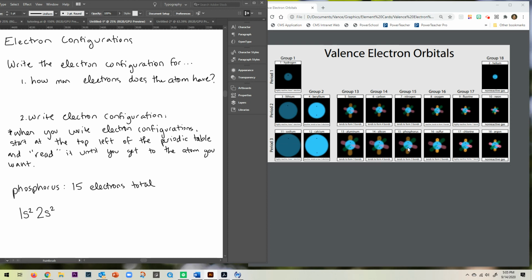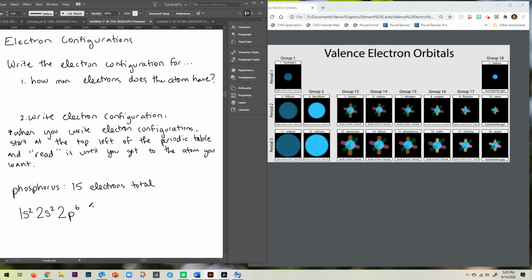Because look, phosphorus is way down here. We got to keep reading. I'm going to keep reading left and right. Now I'm filling up my p orbitals, and I got to the end. I still haven't gotten to phosphorus, so now I'm going to write that I filled the p orbitals here. So in my second energy level, I had my p orbitals, and I filled them. How many electrons did I need to fill it? 1, 2, 3, 4, 5, 6 electrons, right? We're not done yet. Let's go to the next energy level.